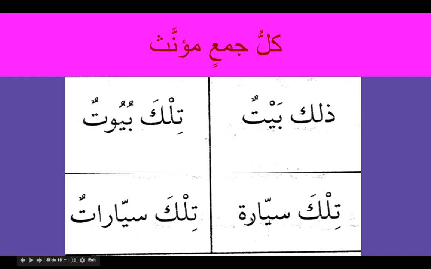Tilka sayyaratun, that is a car. We use tilka because it is a feminine noun, but we use tilka again if it is a plural form. Whether it is mudhakkar or muannas, we use ismul ishara lil muannas, lil qarib and lil ba'id. So why is it so? Why do you use these forms?